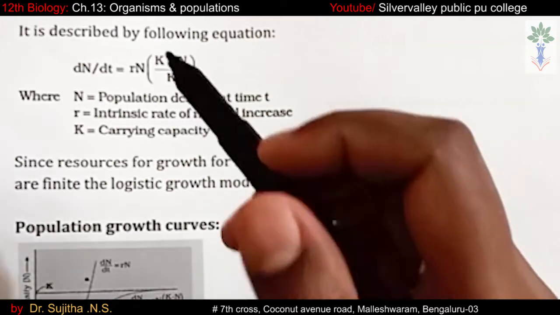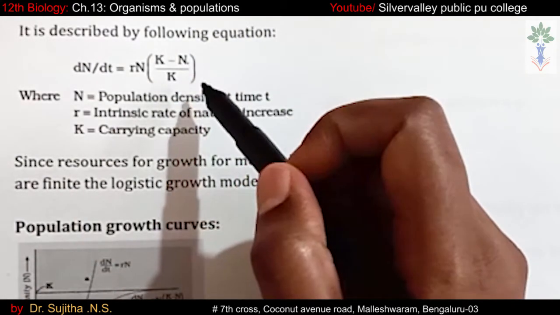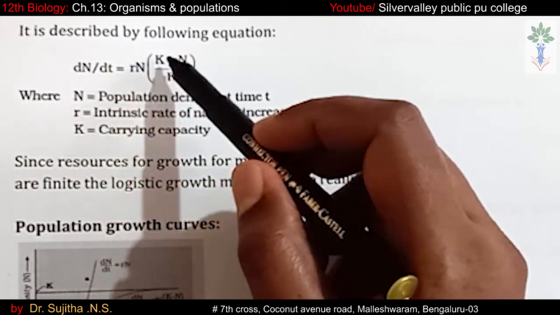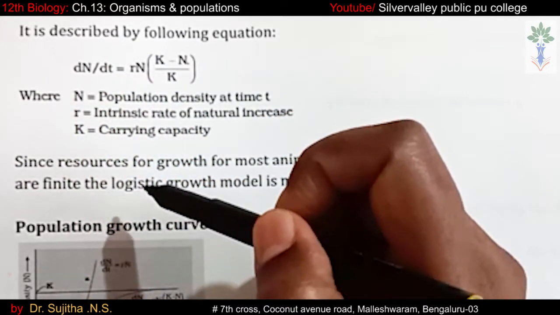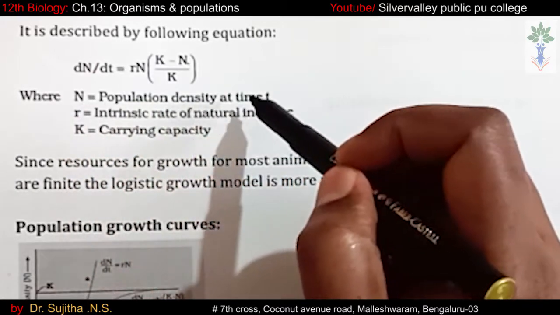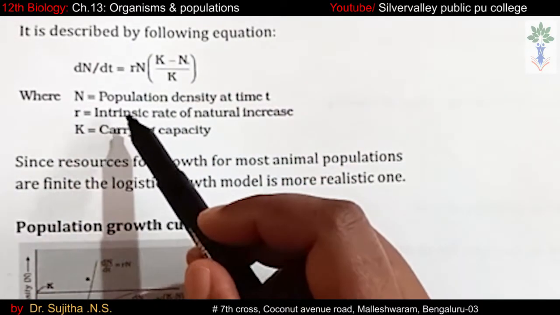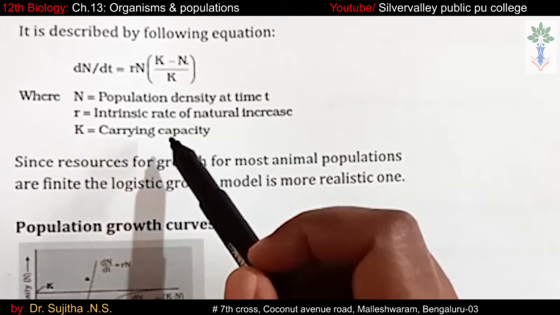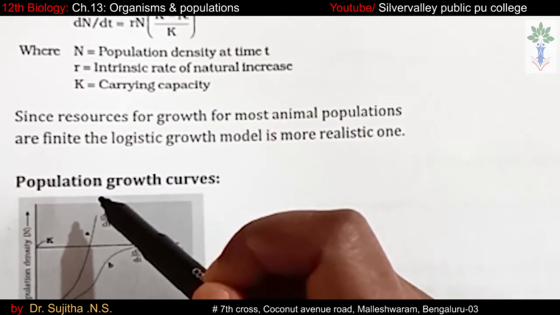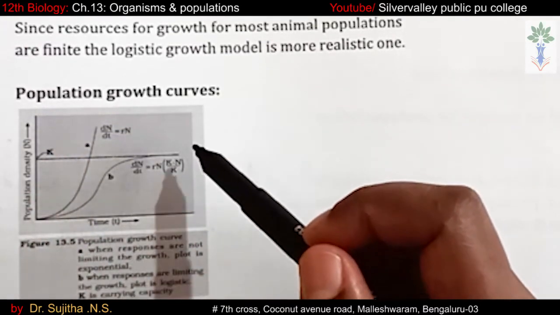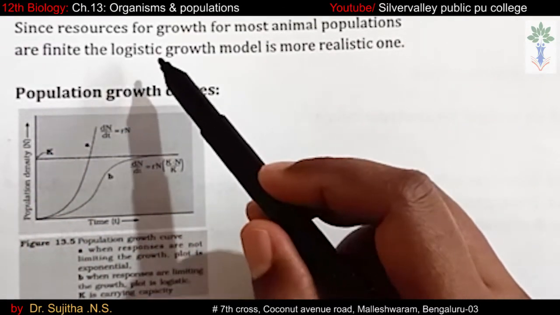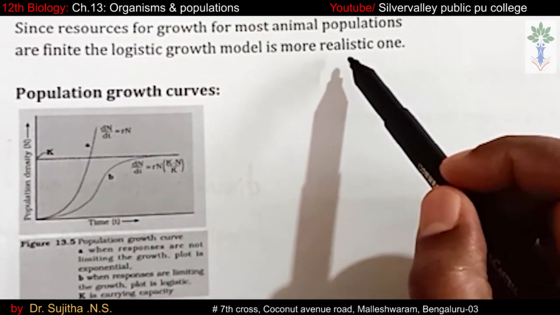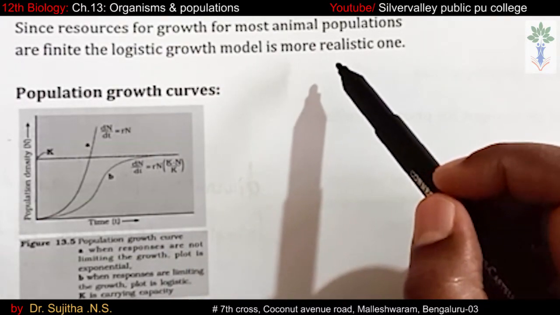And this is the equation of the logistic growth model. It is represented by dN/dt = rN (K − N)/K, where N is the population density at time t, r is the intrinsic rate of natural increase, and K is the carrying capacity. Since nature has limited resources, we consider the logistic growth model to be a more realistic one when compared to the exponential growth model.